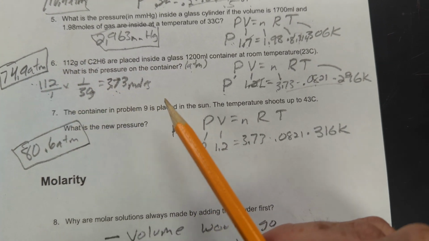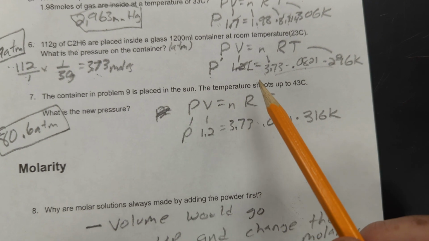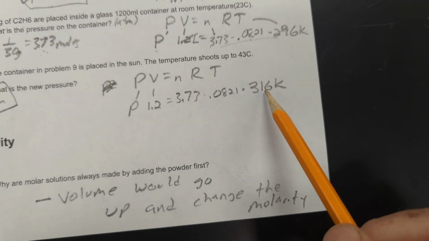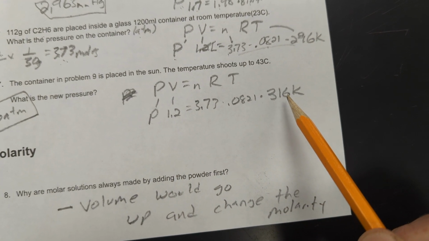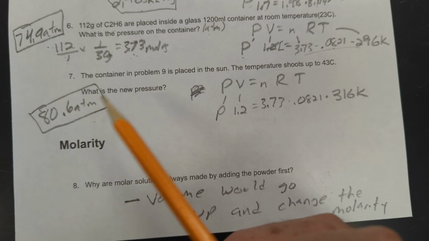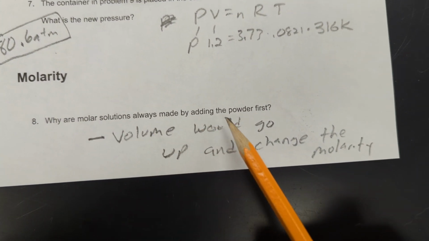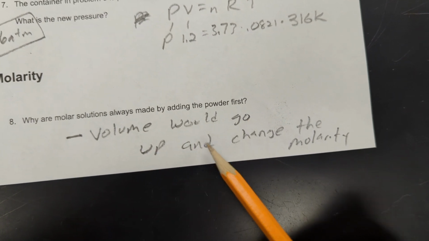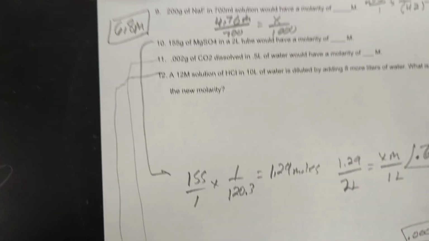Okay? Here we go. Container in problem number 9 is placed in the sun. Temperature goes up to 43. So now the new temperature is 316. It's the same problem again. Right? 80.6. Why are molar solutions always made by adding the powder first? If you put the water in first and you put the powder in, then the volume would go up and then you'd be off. We talked about that specifically in class.